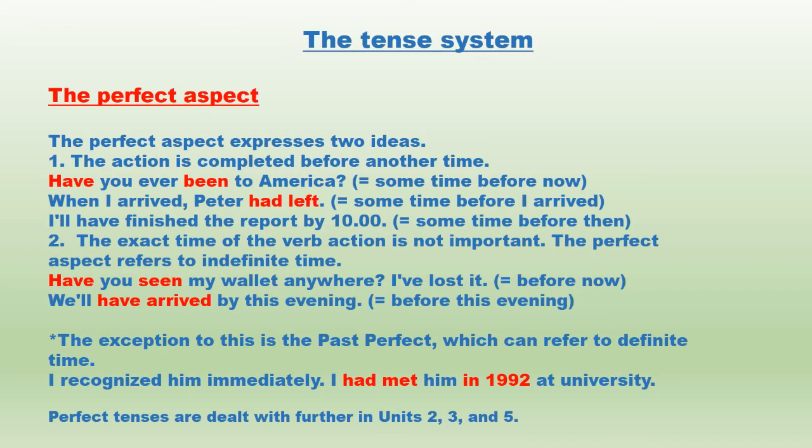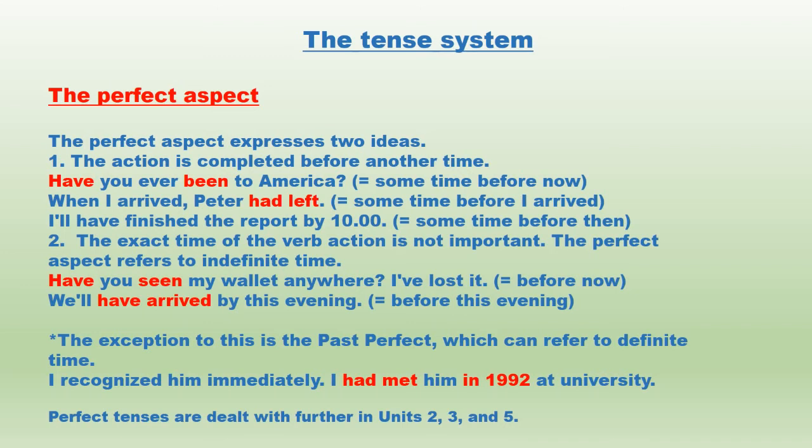For example, have you seen my wallet anywhere? I have lost it. So before now, I have lost my wallet. So there is no limited time when exactly I lost my wallet. Or we will have arrived by this evening. So before this evening we will arrive.